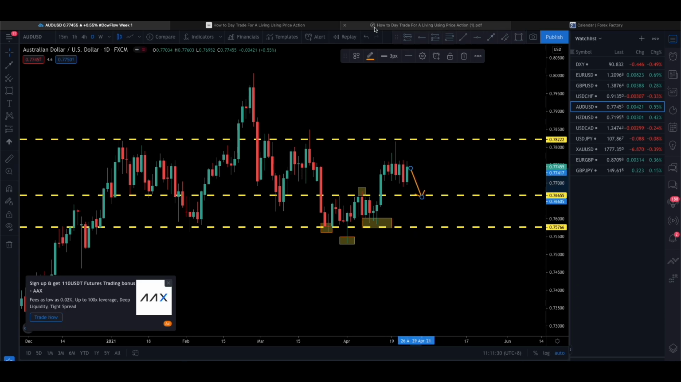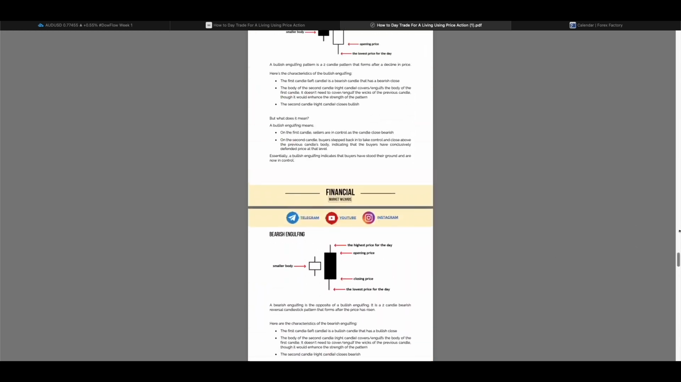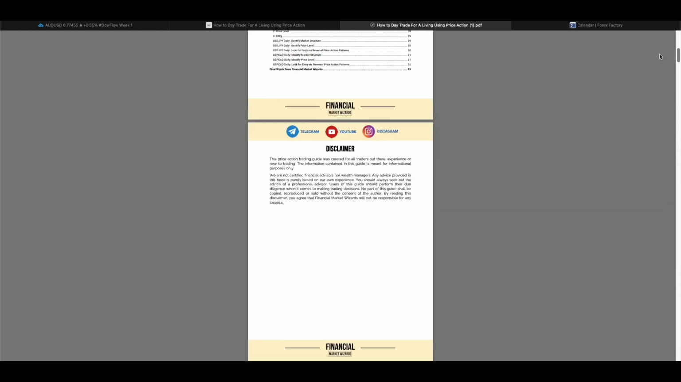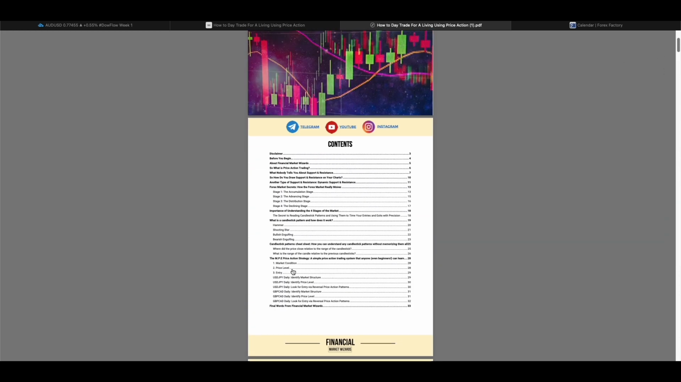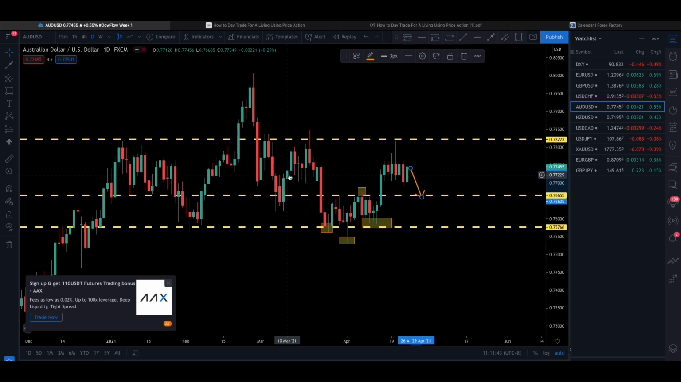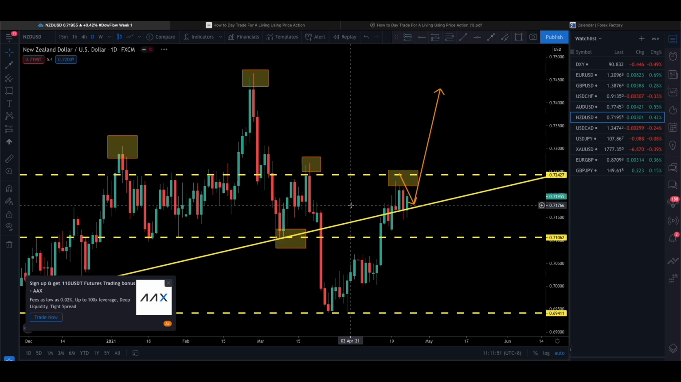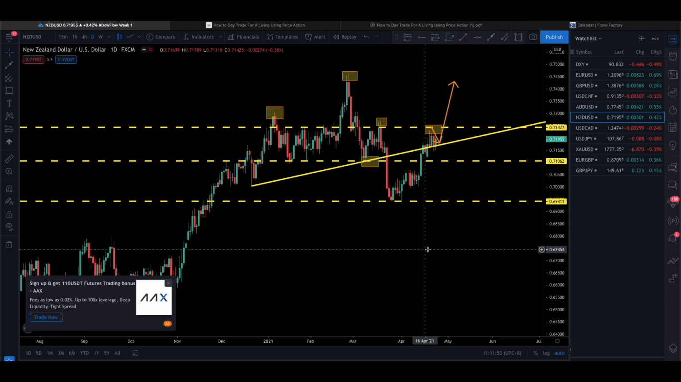Okay, again, these kind of patterns are taught in our 3-day training guide. Okay, there is a candlestick pattern cheat sheet right here. Let me just show you the candlestick pattern cheat sheet and what is a candlestick pattern. It's all over there, so make sure you get the 3-day trading guide if you have not yet read it. Okay, so just wait here. Target will be here. Now let's move on to Kiwi dollar.